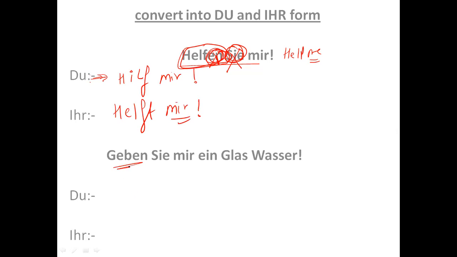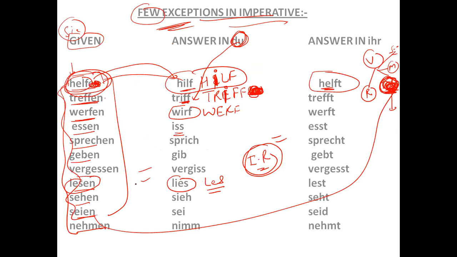Right, here it says "Geben Sie mir ein Glas Wasser", give me a glass of water, right? So since geben belongs to the irregular verb category, or you can also say that this belongs to the list of exception verbs, in du it should be "gib" and not "geb", right? See here, geben, which means to give. In du it is "gib", right? And in ihr it is again "gebt".